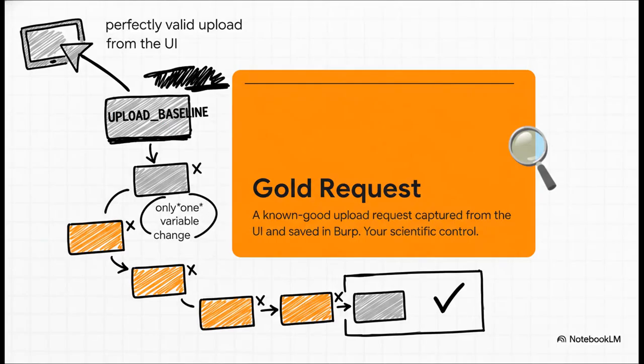The solution is to create what I call a gold request. The very first thing you do is upload a completely normal, legitimate file through the browser. You capture that request, send it to a repeater tab, and you label it baseline. That is your anchor. Now, for every single experiment, you right-click, clone tab, and you change only one thing. This is how you stop the chaos and start running a real experiment.